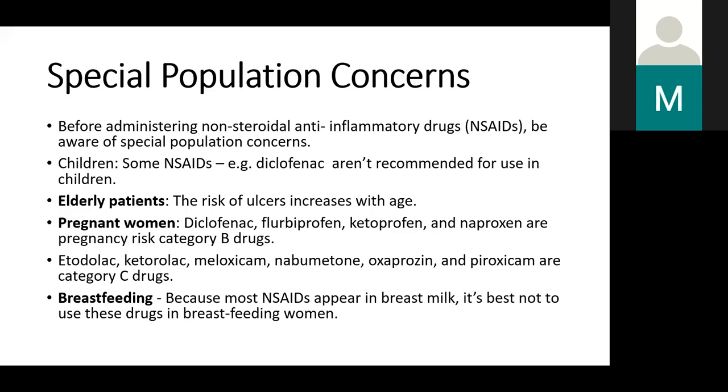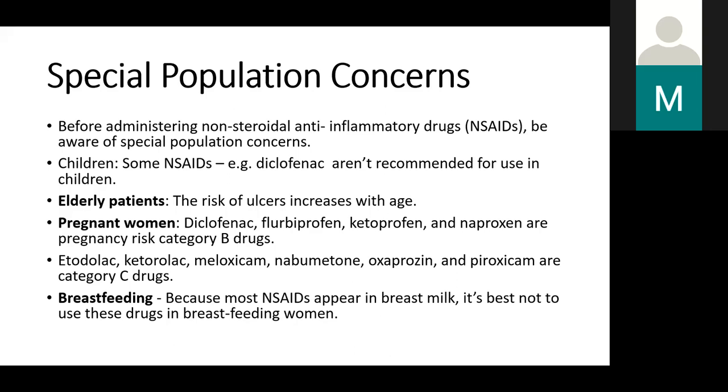Then category B, animal studies have failed to demonstrate any risk, but there are no studies in pregnant women. So an example is metformin.